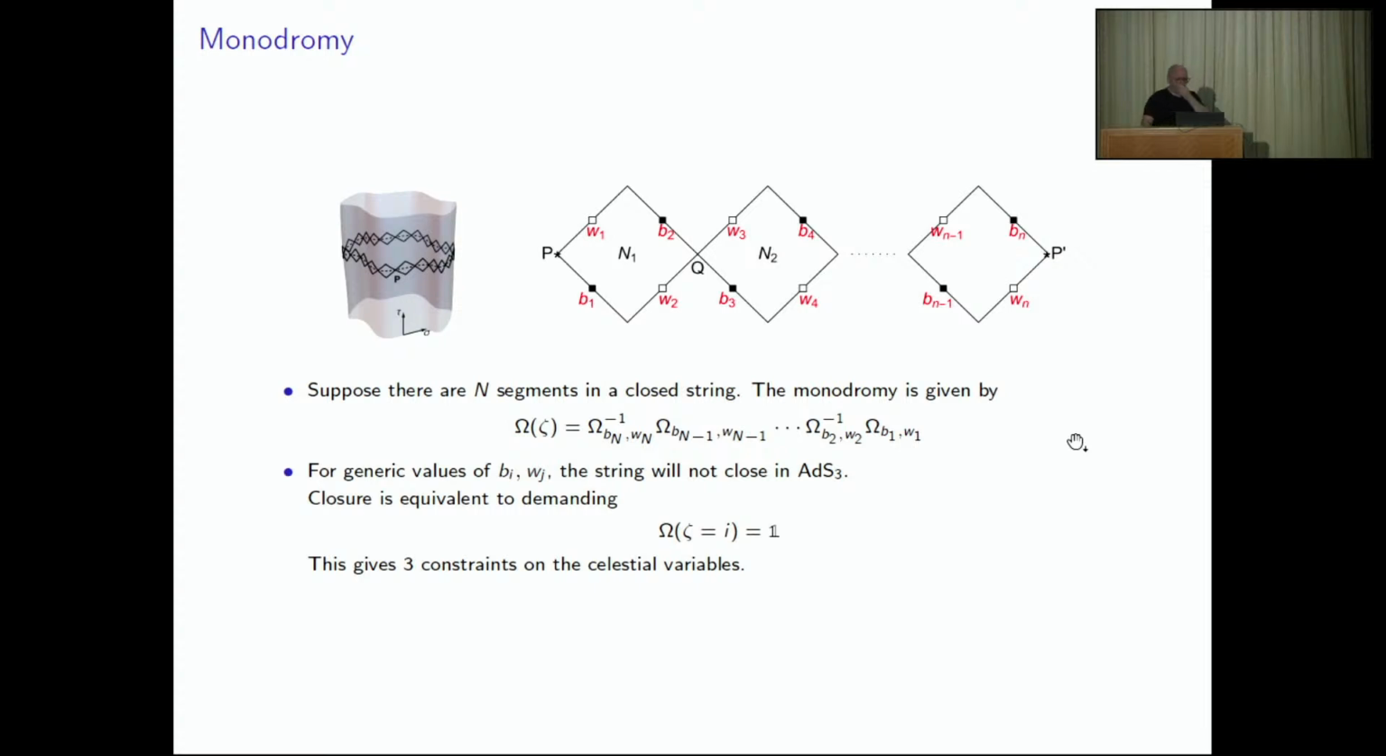Now that's not all of the story, because these celestial variables are not completely arbitrary. There are some constraints, because if you just give 2n celestial variables, then the string won't close. So you want to avoid this kind of situation. There is a global constraint which forces the string to close. And it turns out that it's equivalent to this constraint. At some special point, this monodromy matrix has to be trivial. Okay, so this gives 3 real constraints on the celestial variables. All right, so that's the sort of brute force way.